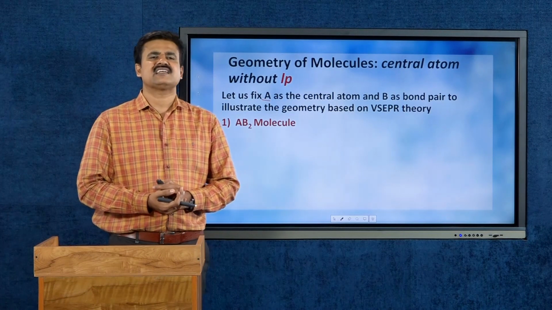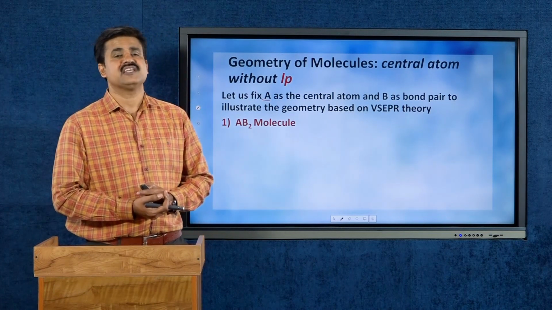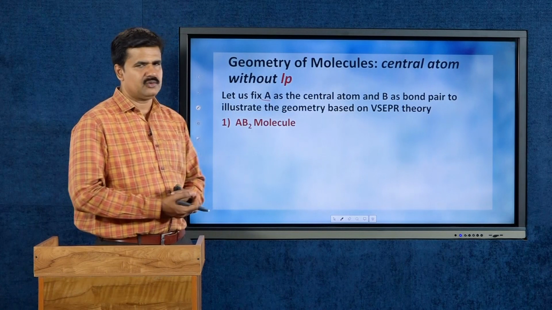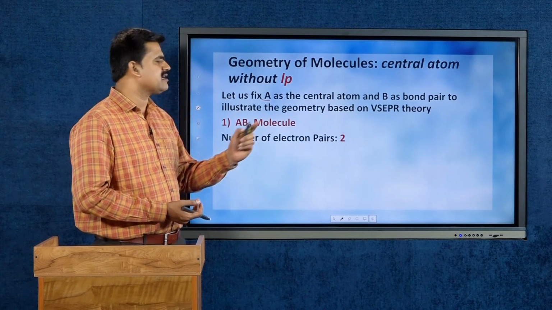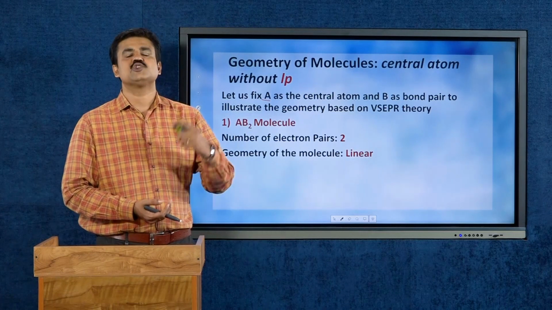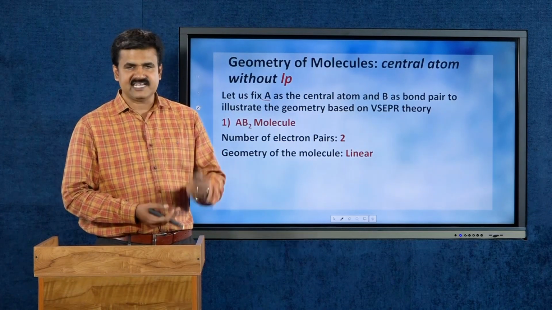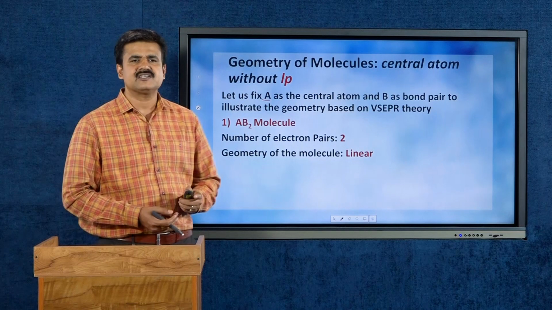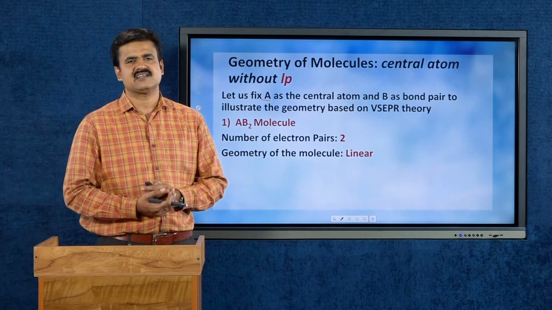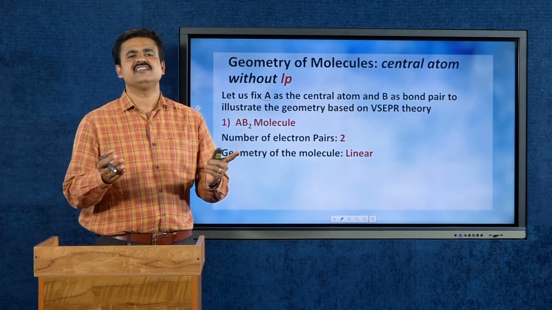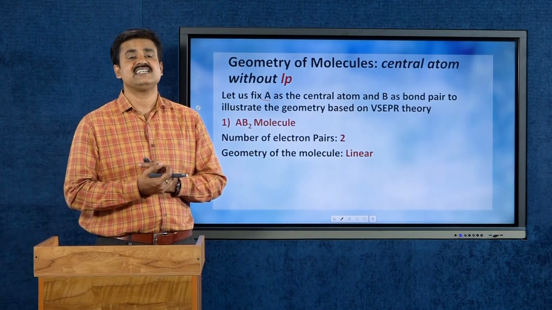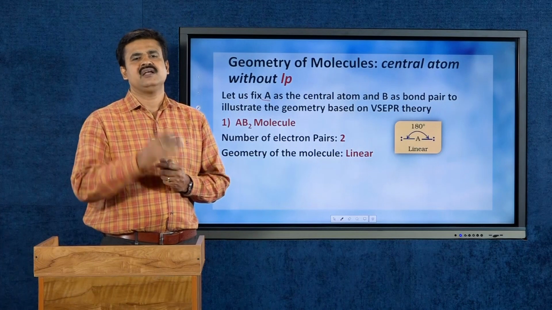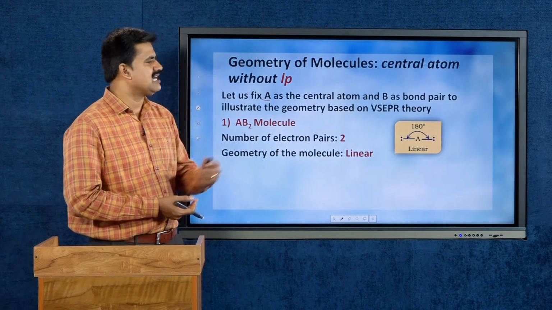Now, let us take the case of the first category of molecule, that is nothing but AB2 molecule. We are taking AB2 molecule. The number of electron pairs here is equal to 2. The geometry of the molecule is linear because there is a central atom and two bond pairs. It is more convenient to express these two bond pairs at maximum separation of 180 degree. That leads to a linear geometry of the molecule as shown here.